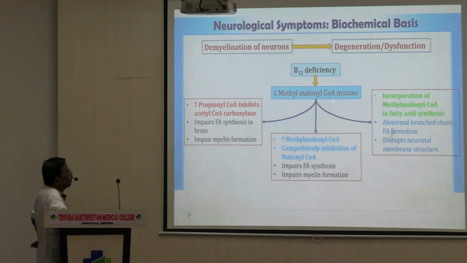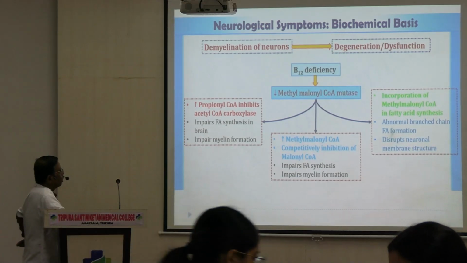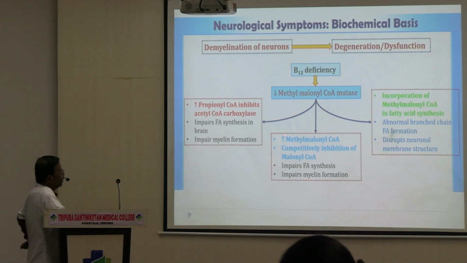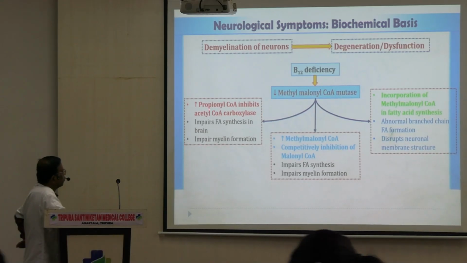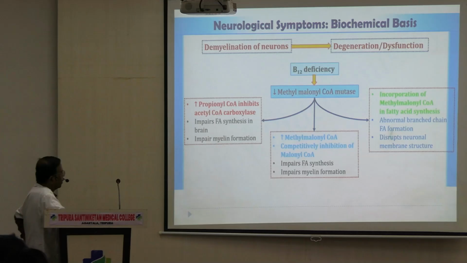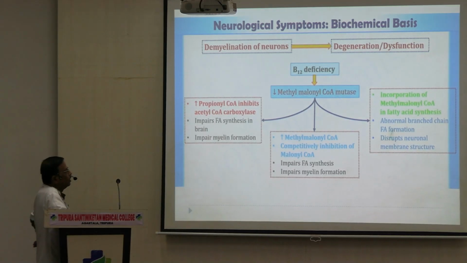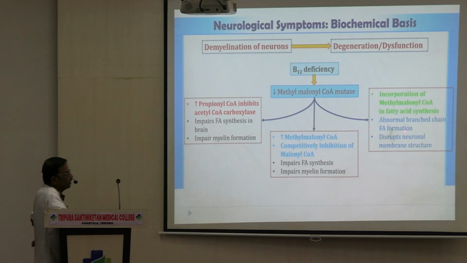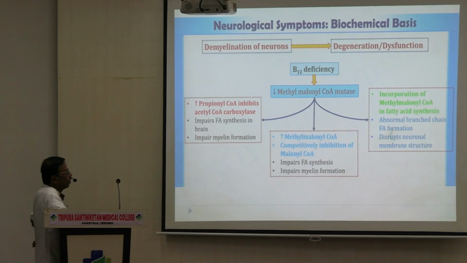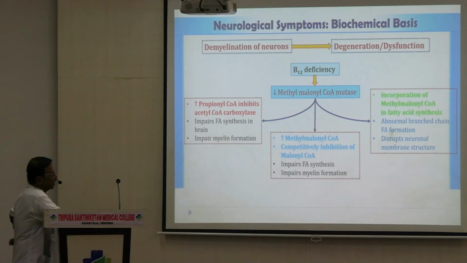This is the methylmalonyl CoA. In vitamin B12 deficiency, there will be increased methylmalonyl CoA. There will be deficient propionyl CoA metabolism. Then incorporation of methylmalonyl CoA in fatty acid synthesis will cause abnormal branches in fatty acid formation that disrupt neuronal membrane structure. That is the cause why subacute combined degeneration occurs.